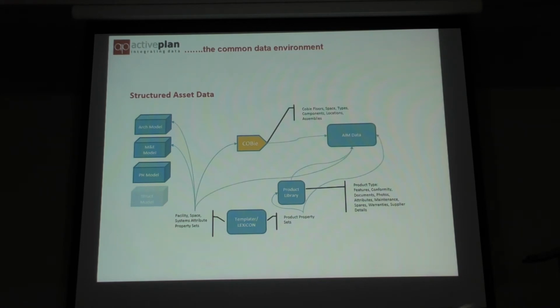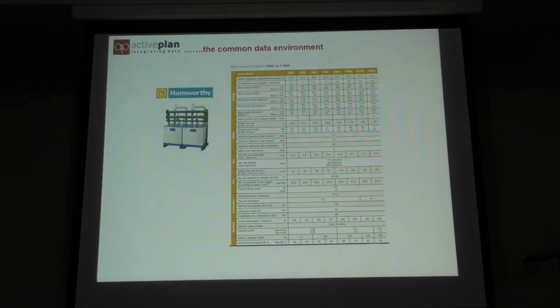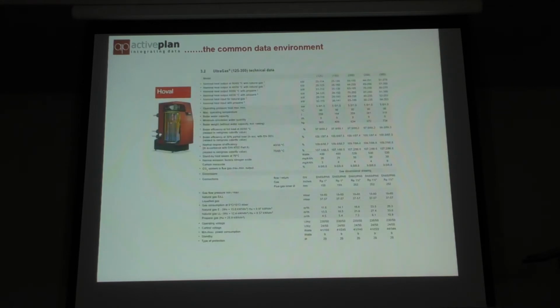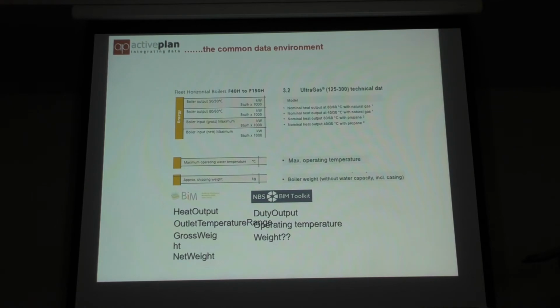Okay, so we create an asset information model. One of the reasons we've built this templating tool is that different people use or call things differently. Here we've got a data sheet for a boiler with lots of great information. Here we've got a data sheet for a different manufacturer's boiler with very similar information. The problem is that they call things something slightly different.